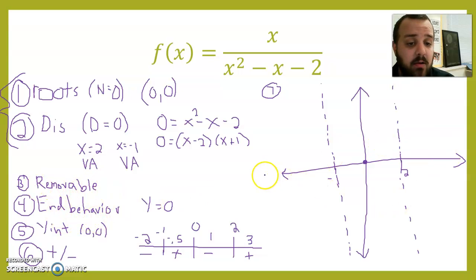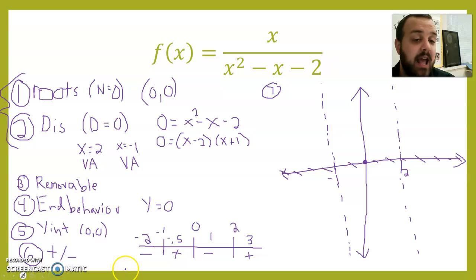End behavior at y equals 0. If you have a horizontal asymptote that's on an axis, draw a dashed line there, okay, so you know that it's there. So I have a horizontal asymptote there. Y-intercept was the same thing as a root, so I have to redraw that.